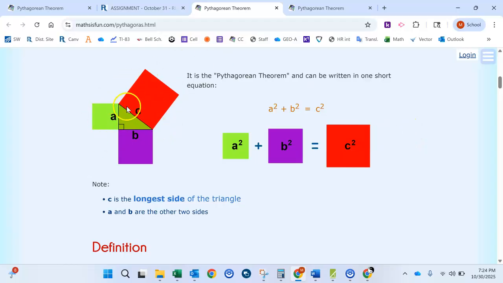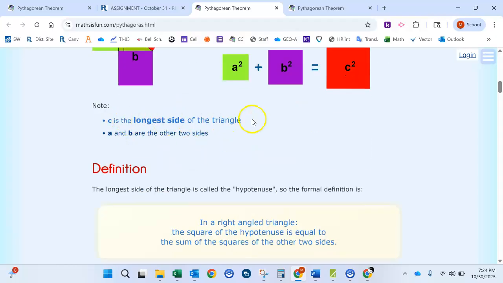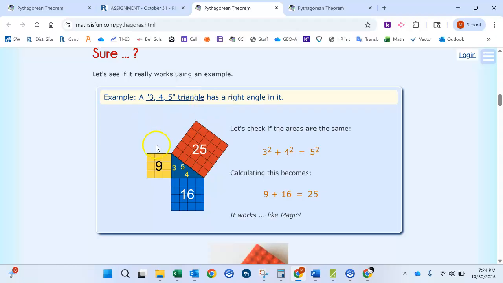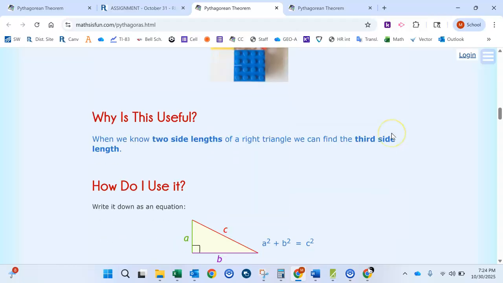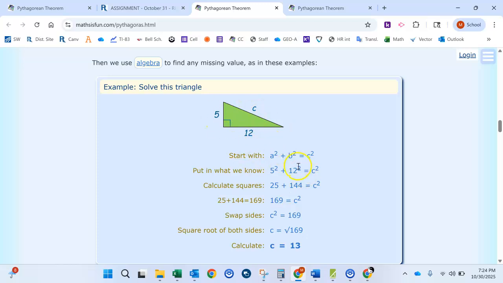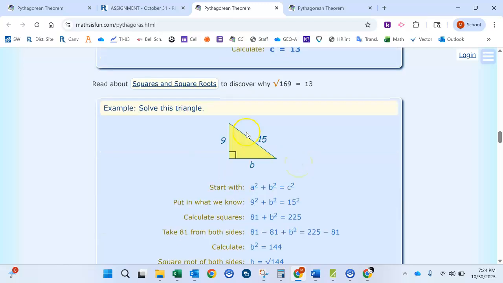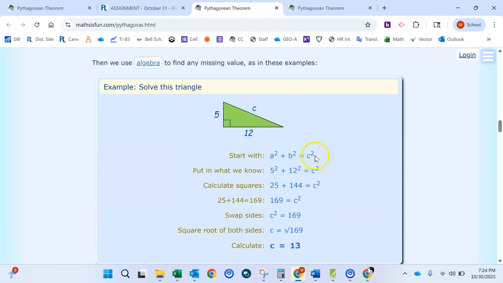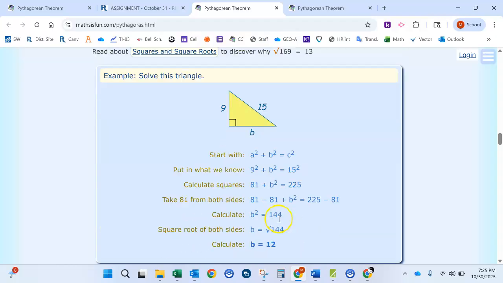C is always the side opposite the right angle, right? C is the longest side, right? If you want to see some examples worked out, here's some examples. Again, it's there. Here's another example worked out. And another example worked out. There's 2 main ways that it shows up. One time you're trying to solve for this. Remember, the C is the hypotenuse. Okay, so you would go through this process.